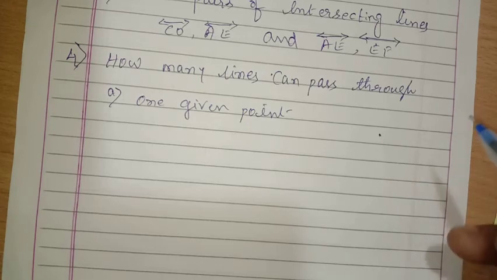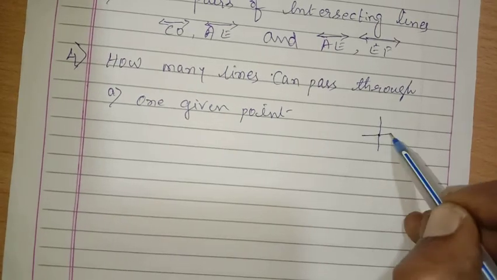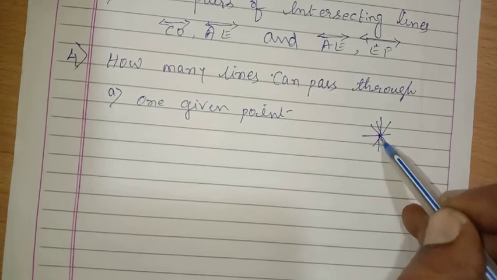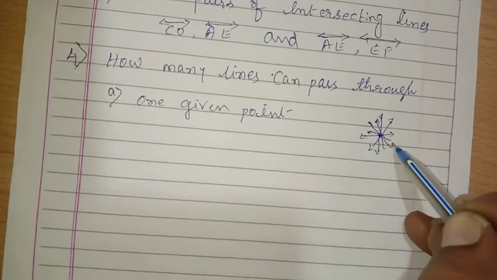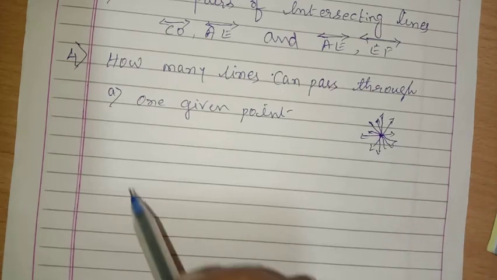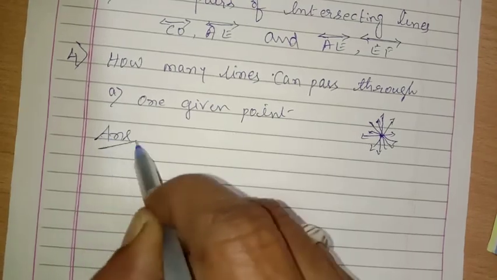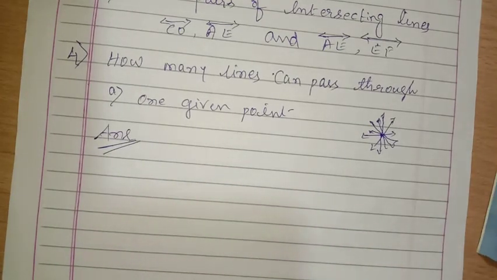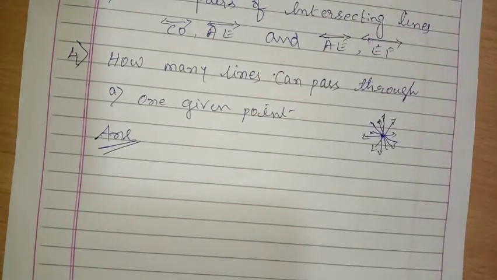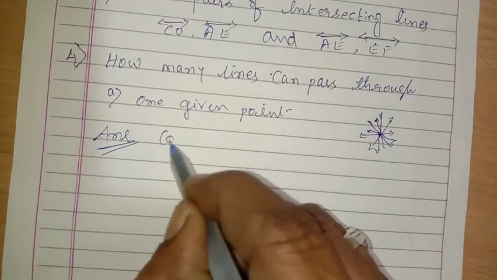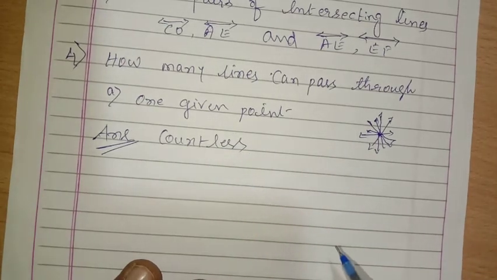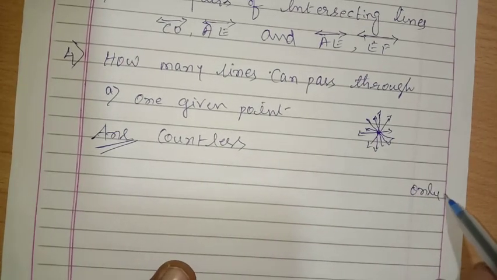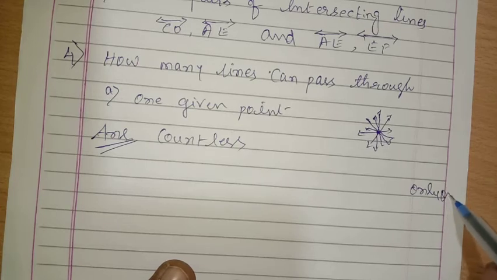So show that this is a point. So a line passes through it: one line, 2 lines, 3 lines, 4 lines, 5 lines, 6 lines, etc. So many lines pass through it, that means countless. So the answer is countless, or many lines pass through it. Countless lines pass through it.